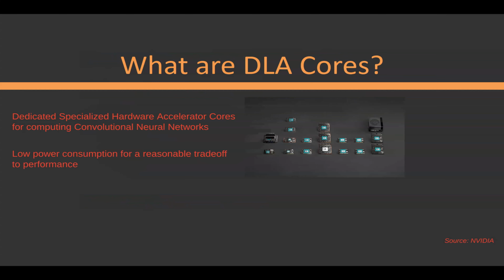Well, DLA cores are specifically designed to consume less power with a very reasonable trade-off for performance that CUDA cores can offer in general. And while you might think, why would I want to trade my performance with lower power consumption? I have a lot of power budget, and why would I ever even think of trading it off with performance?